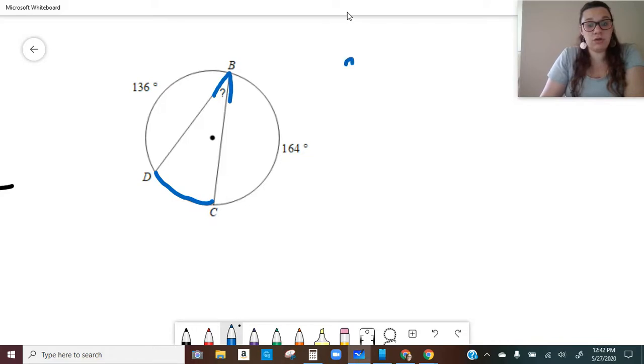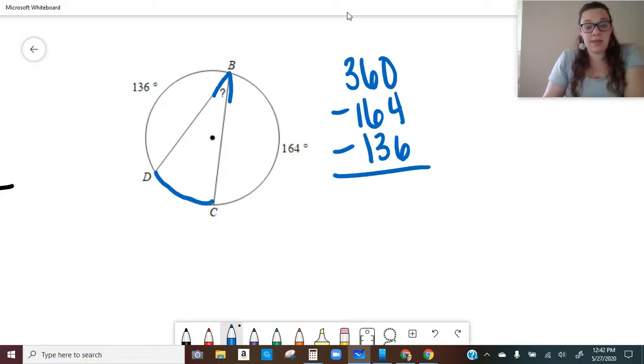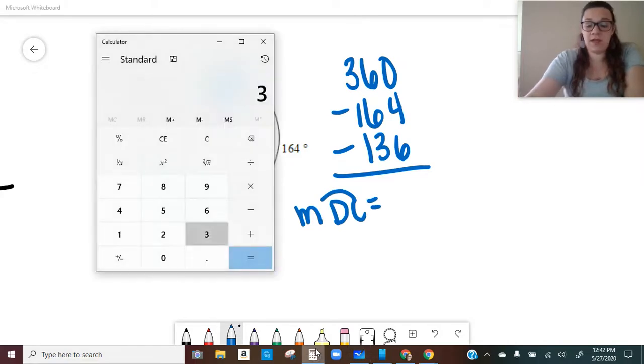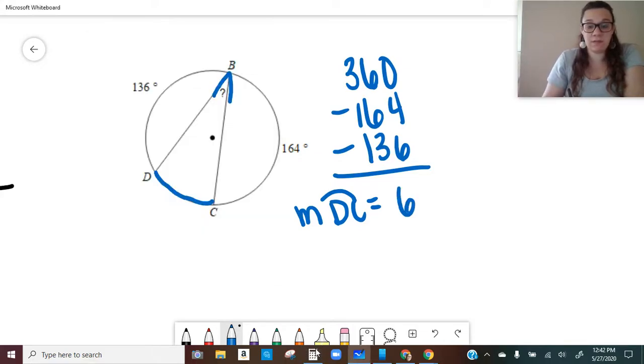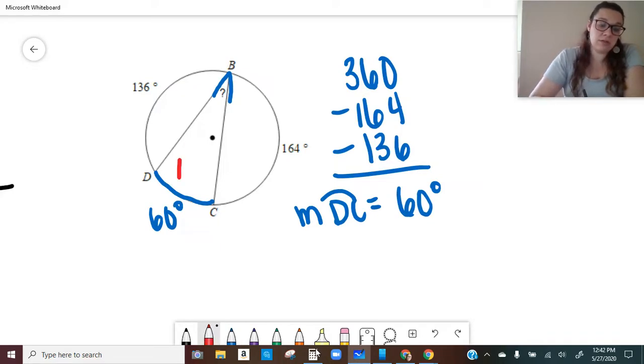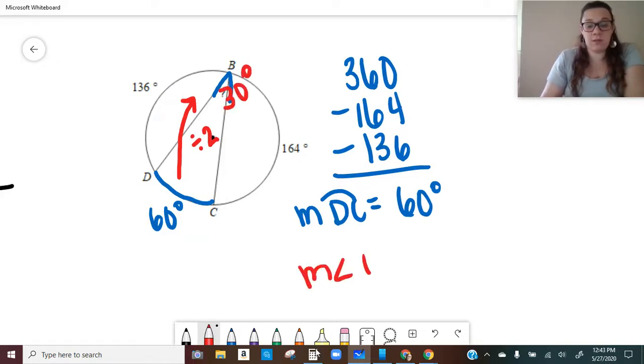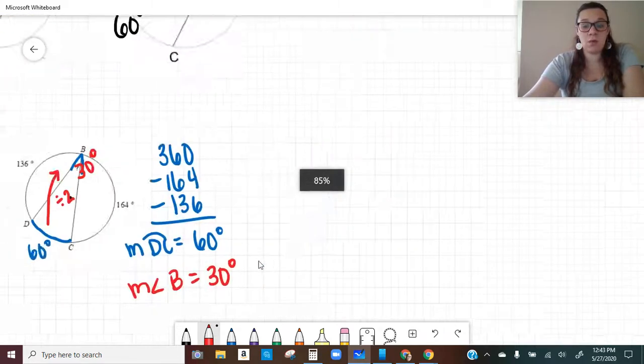I notice the whole circle is 360. I've already used up 164 and 136 of it. And that'll leave me with the measure of arc DC. Let's find that first. 360 minus 164 minus 136 is 60. So I know this arc is 60. Let's go backwards to our inscribed angle. That would be dividing by 2, and we'll get 30 degrees there. So measure of angle B is 30 degrees. Not too bad.